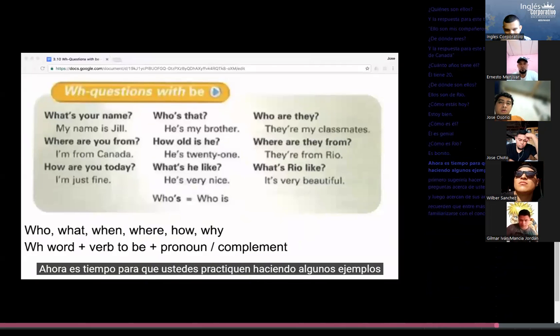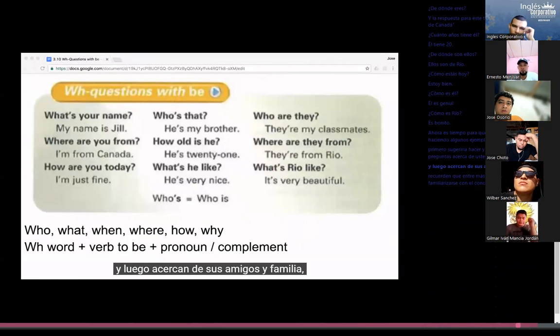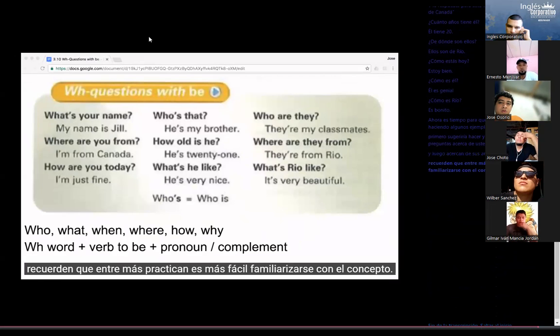Now it's your time to practice making some examples of your own. First, I would suggest for you to ask and answer those questions for yourself. And then, for your friends and relatives, remember, the more you practice, the easier this concept will become for you.